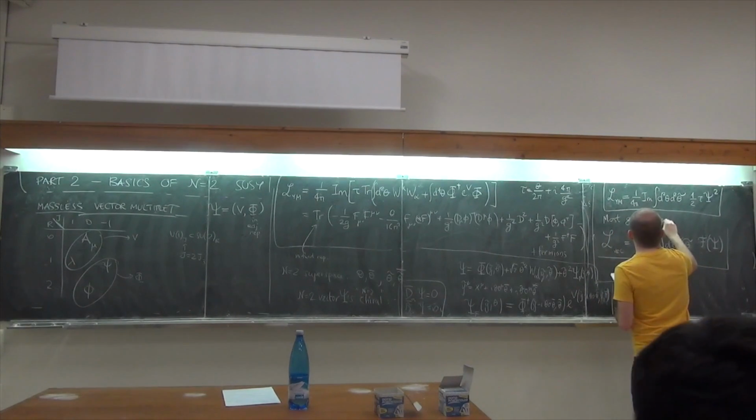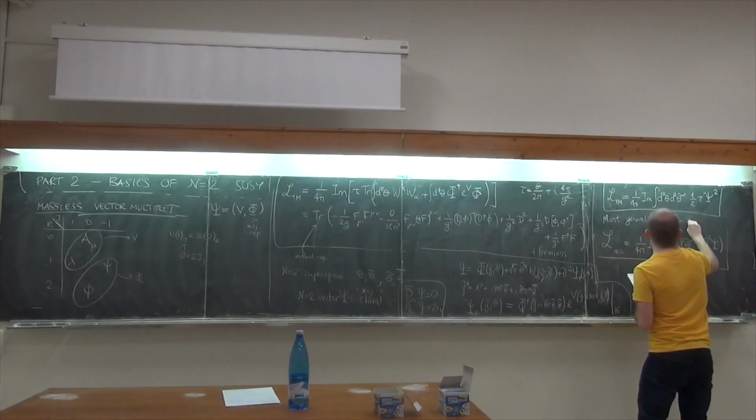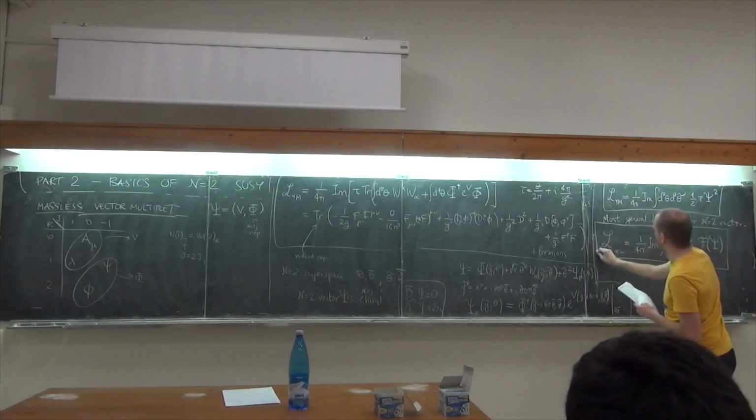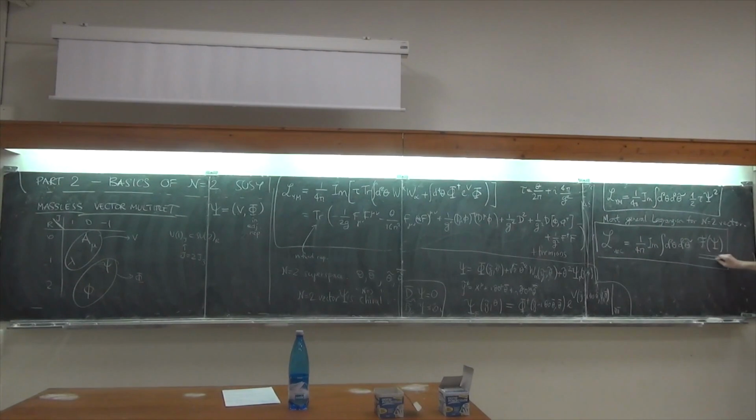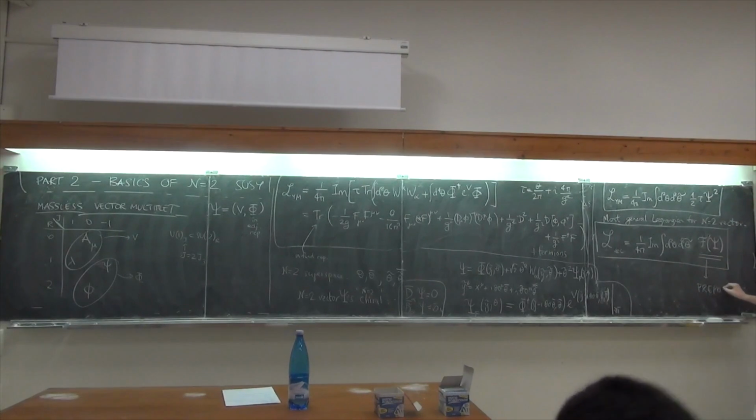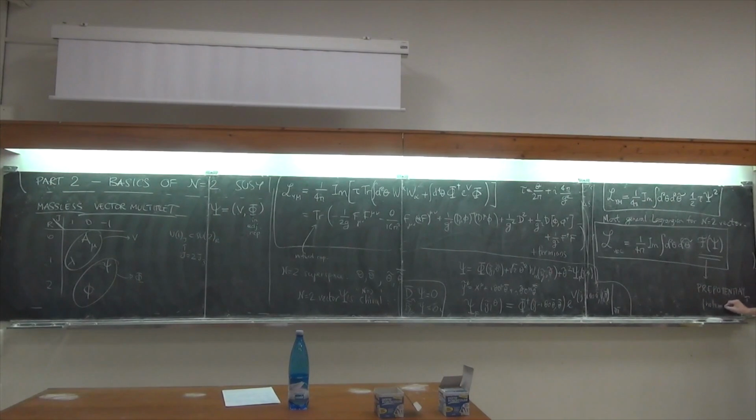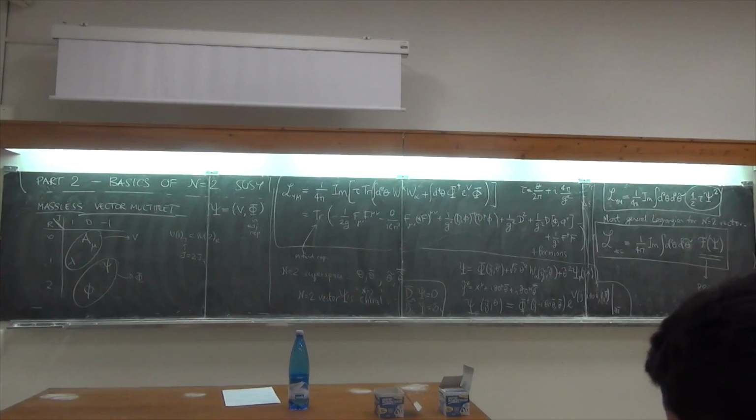Lagrangian for the N=2 vector multiplet can be written in this form, and so it's determined by a single holomorphic function F of psi, which is called the prepotential. So this is holomorphic. And so obviously in the classical case, the prepotential was just 1/2 tau psi squared.